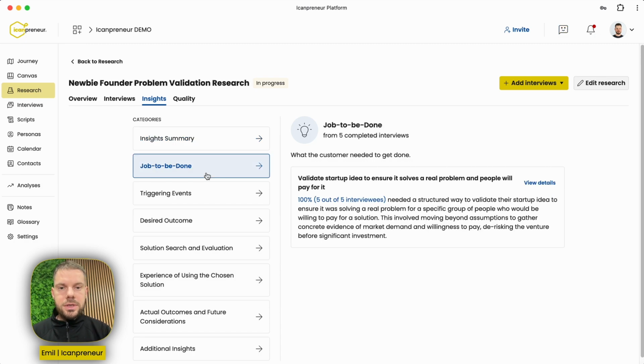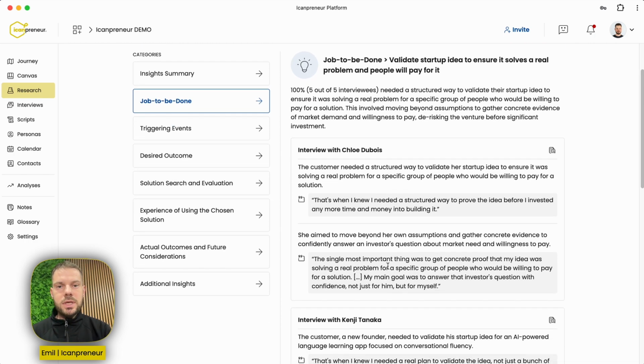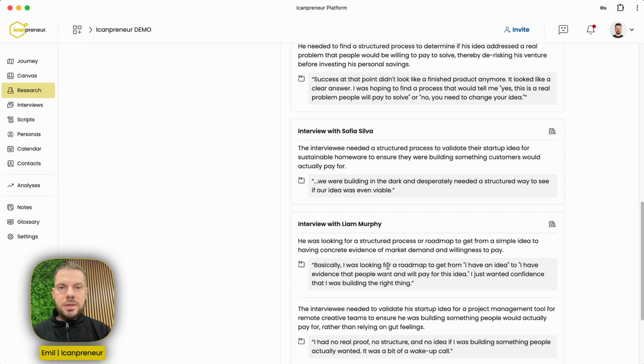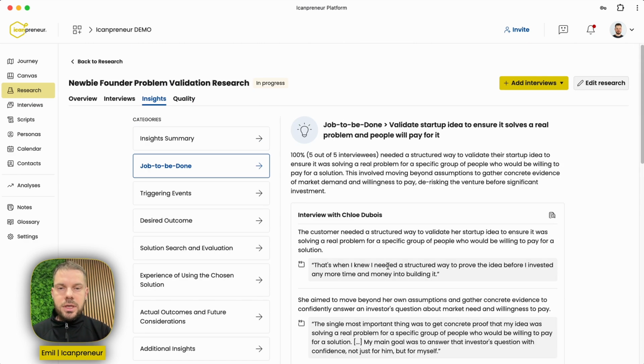For each of these categories, I can see what are the insights that are generated and even drill down into each one of those to see what specifically people said in order to generate each of those insights, so that you have complete transparency over why the platform is suggesting a certain insight, but you also have it readily available so you don't have to go through all your customer interviews.